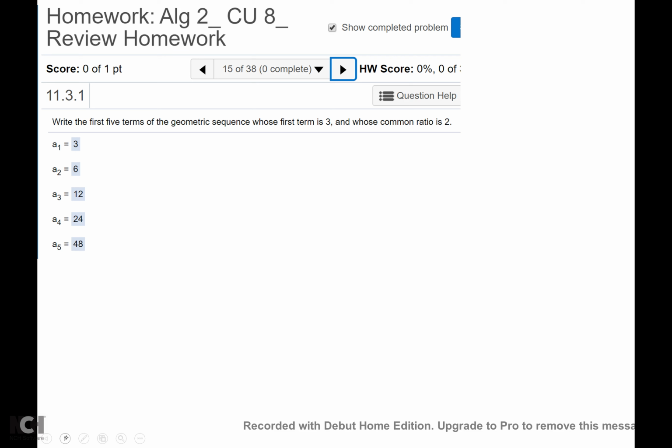Write the first 5 terms of the geometric sequence whose first term is 3 and whose common ratio is 2. Geometric means you're multiplying each time to get the next term. So if I start at 3, times 2 is 6, times 2 is 12, times 2 is 24, times 2 is 48. There you go.